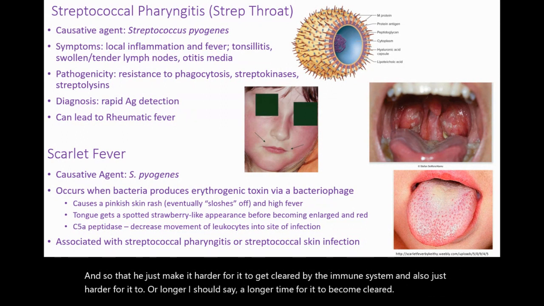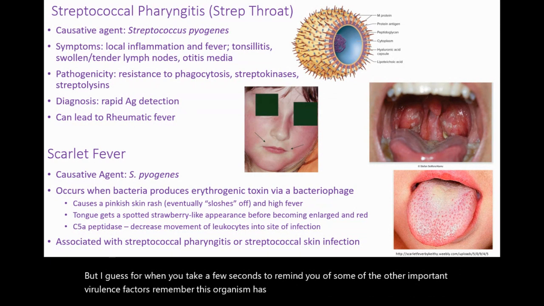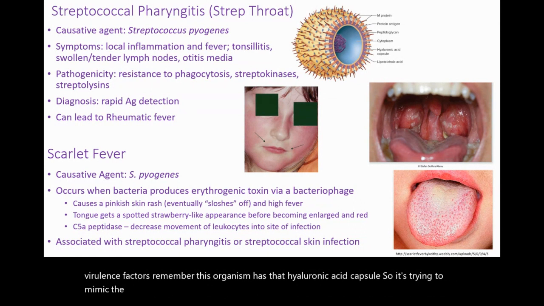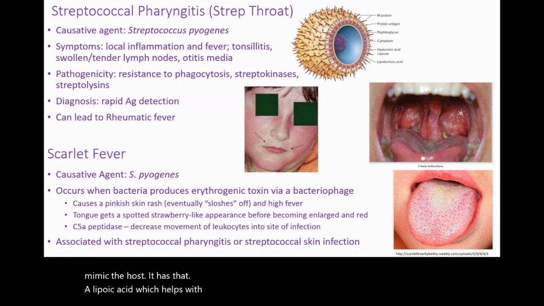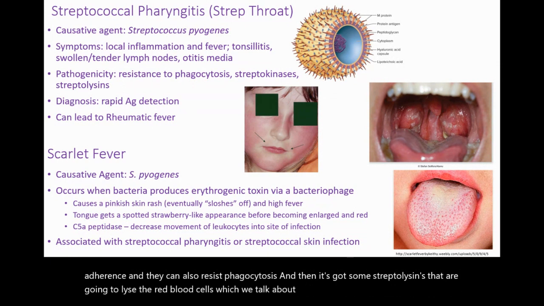But I guess we can take a few seconds to remind you of some of the other important virulence factors. So remember, this organism has that hyaluronic acid capsule, so it's trying to mimic the host. It has that lipoteichoic acid, which helps with adherence. It's got that M protein that also helps with adherence. It can also resist phagocytosis. And then it's got some streptolysins that are going to lyse the red blood cells, which we talk about with blood agar plates in the lab.